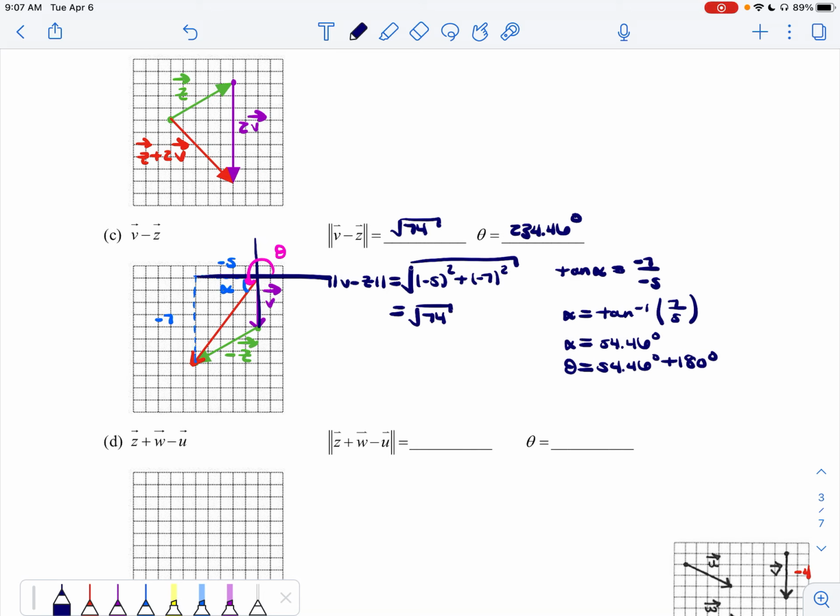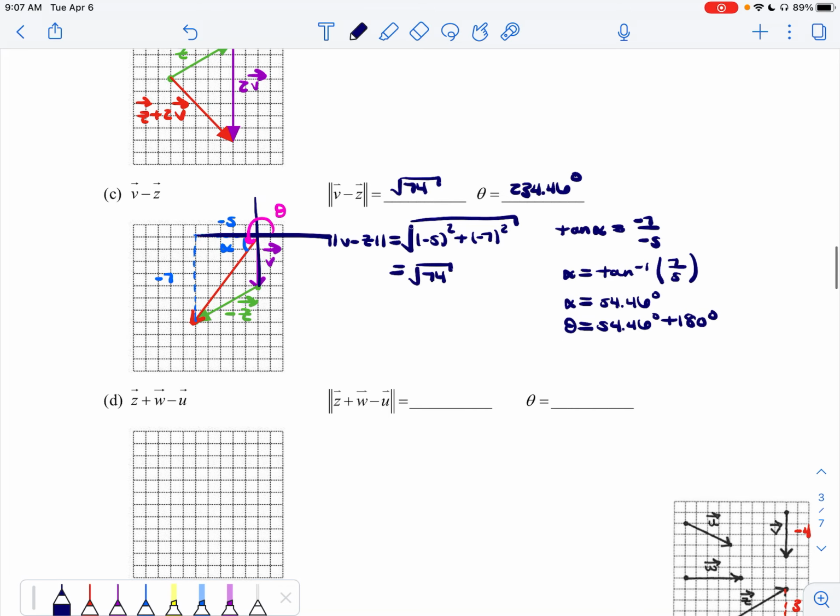Okay. So sometimes you have to be a little bit careful when you're finding your direction angle to make sure that you're actually looking within the right quadrant. So when you use that inverse tangent, you're going to get your reference angle, but make sure that you're actually pointing in the right direction. So you might have to add 180, you might have to subtract 180, you might have to be a little bit creative with it in order to make sure you're going in the right place.